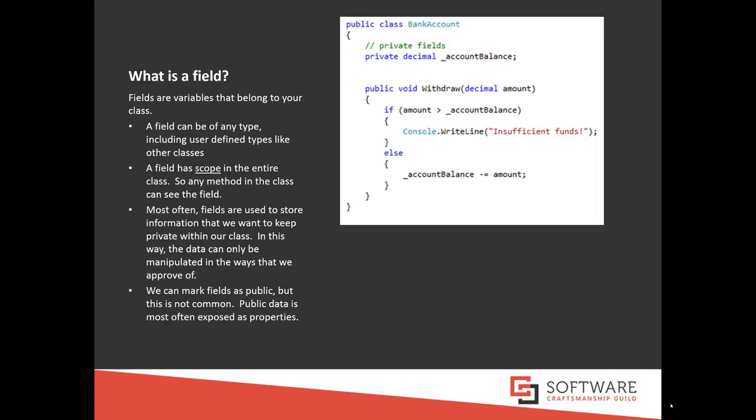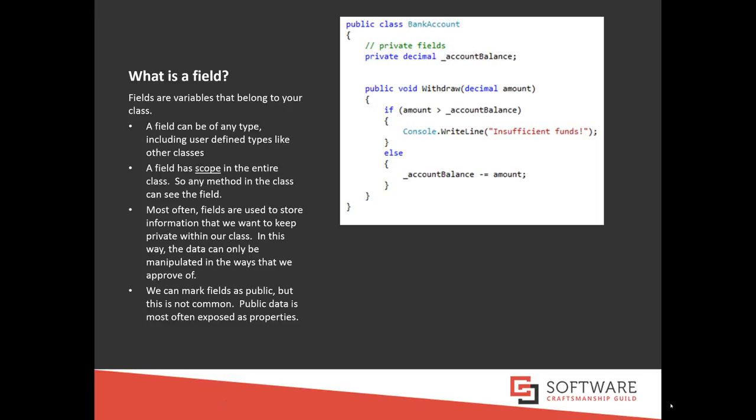First, let's take a look at a fictional bank account, though. This bank account has a private field, private decimal underscore account balance. The underscore, I'm a little bit old school. Some of the younger developers don't do this that much anymore. I prefer to use the underscore on private fields because that used to be shorthand syntax to let another developer know that the field they're working with is private. I picked that up when I was young. I still do it today.